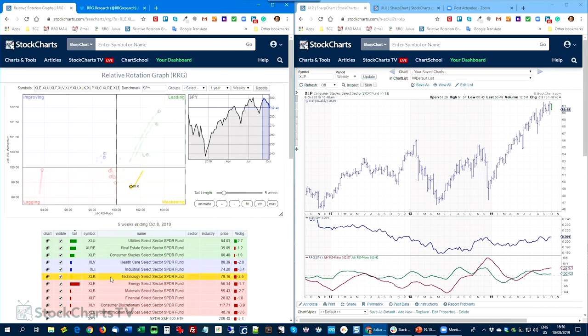By the way, if you highlight the line in the table, you can highlight the tail on the RRG on the screen, so it stands out from the rest. And if you do that, you can lengthen the tail and see the slightly longer-term rotation. Let's put it at 13 weeks. That's one quarter. So, XLK inside the weakening quadrant.